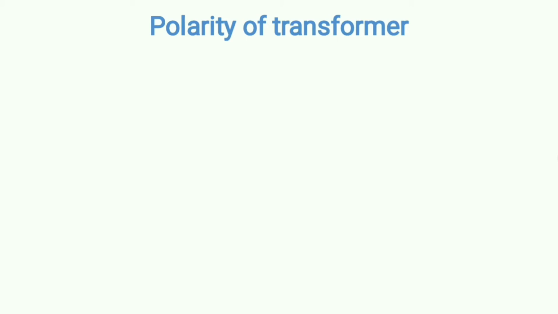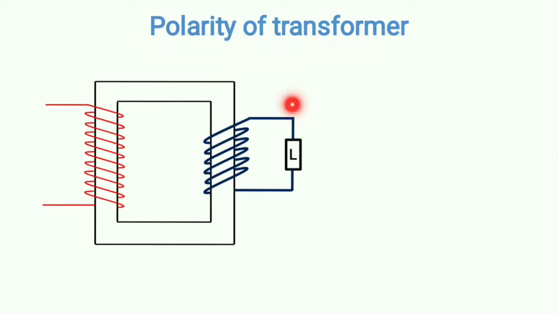So in this video lecture, I'll be talking about the polarity of transformer. Okay, so let's start. As we can see, this is the transformer core and this is the primary winding and this is the secondary winding.